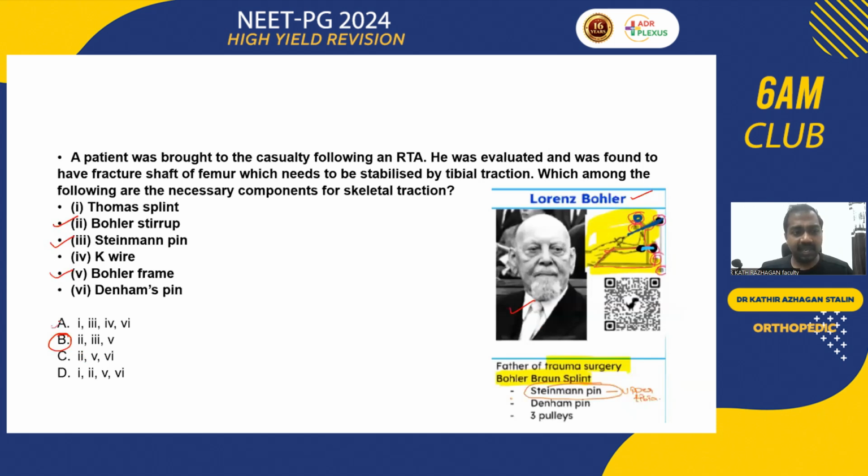If you say A, Thomas splint, do you need a Thomas splint for this construct? No. So definitely A is ruled out. D is ruled out. It is either B or C. Now say, how many of you are saying C? Aaron, will you get offended if I use your name?